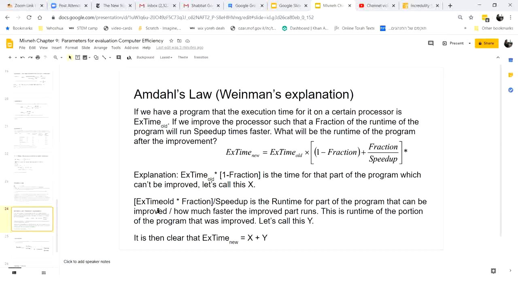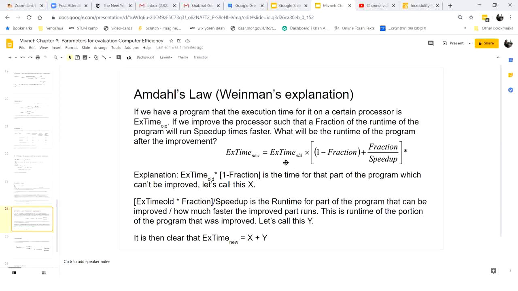So old time times fraction divided by speed up is the runtime for the part of the program that can be improved. In other words, 3/4 of the program can be improved. By how much? By 3 times. So that's 1/4 times the old execution time, which was 20 minutes. That's 5 minutes. So that makes sense. This is the runtime of the portion of the program that was improved. Let's call this Y.